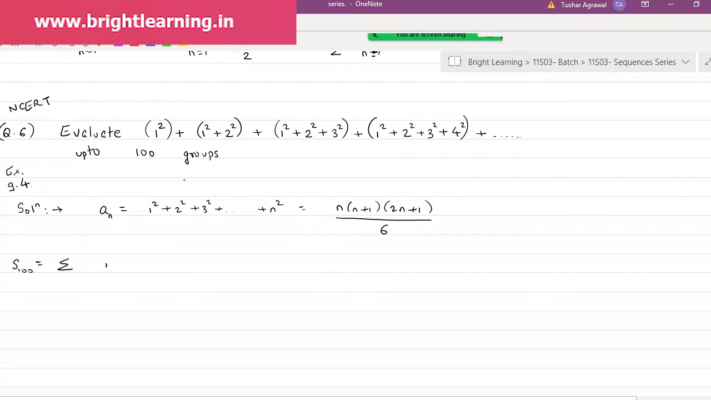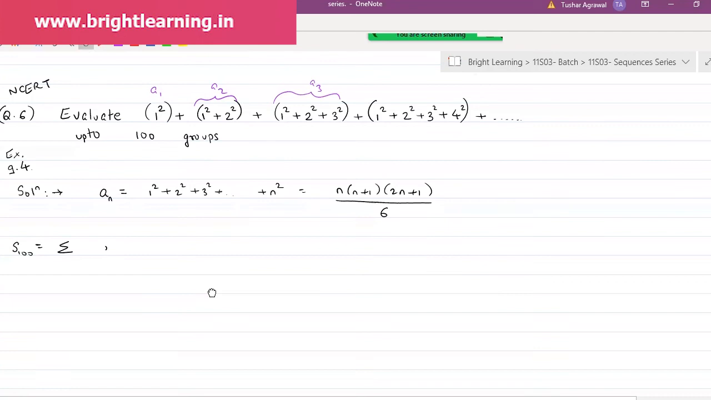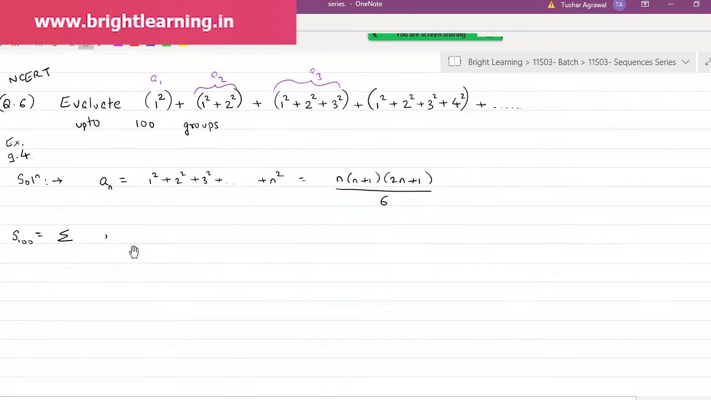Okay, 100 groups. So here, this is a1, this complete thing is my a2, this complete thing is my a3. Summation up to 100 terms and 100 groups, these are different things. If I give you 100 groups, then the question is easy. Proper groups are being formed. With 100 terms, some groups will be formed completely, but at the last, something will be incomplete. So that will be a difficult question to solve. It's not impossible, but okay.